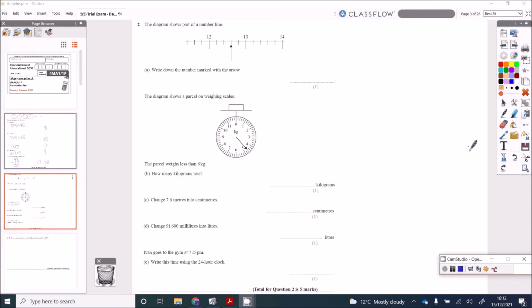Question 2. So write down the number marked with the arrow. So as you go from 12 to 13, we're going up in 5 stages. So that's 12.2, 12.4, 12.6, 12.8, 13. So that there is 12.6.